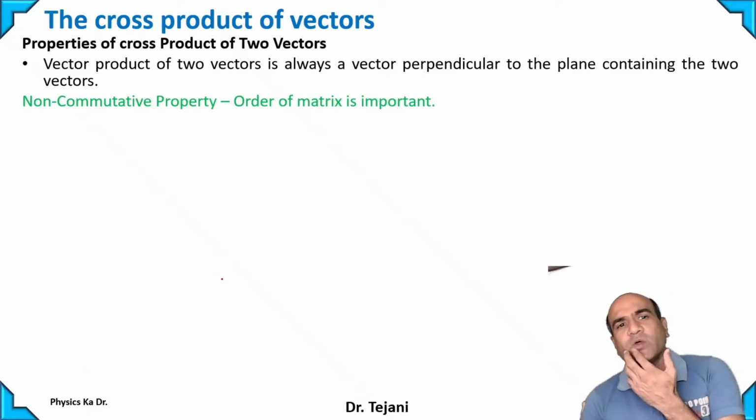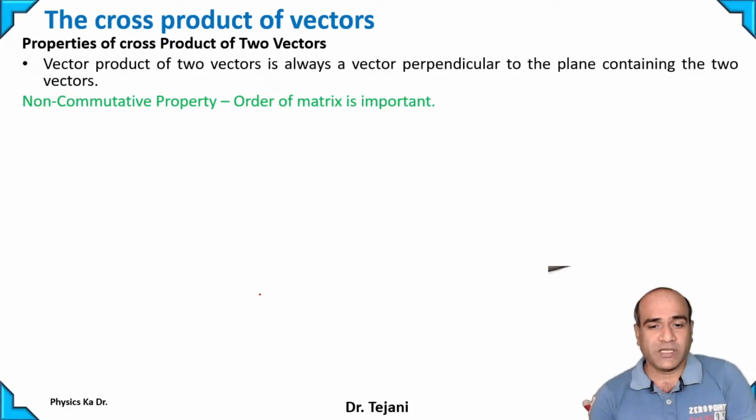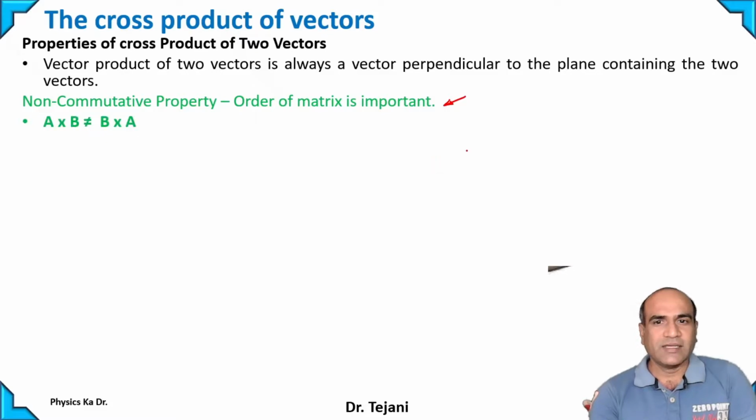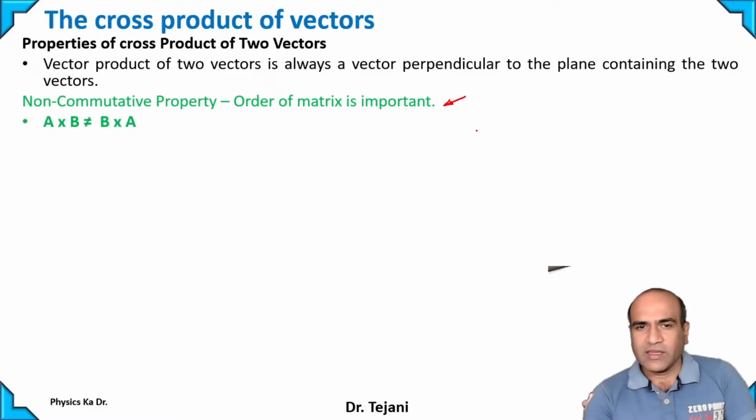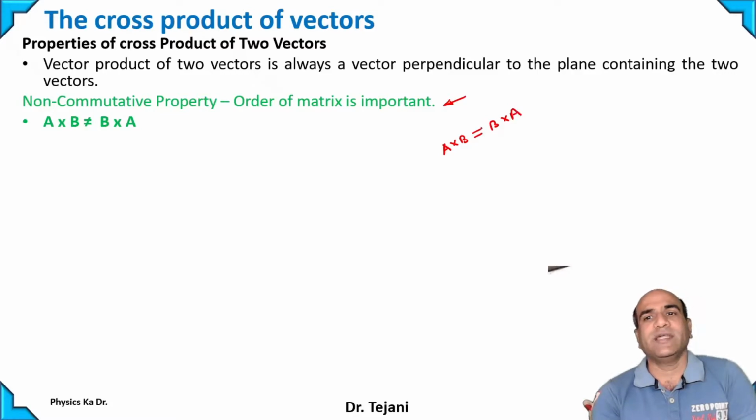Second is the non-commutative property. What is the meaning of non-commutative property? Order is important. We have to follow the order. That means A cross B is not equal to B cross A, so that statement is incorrect.